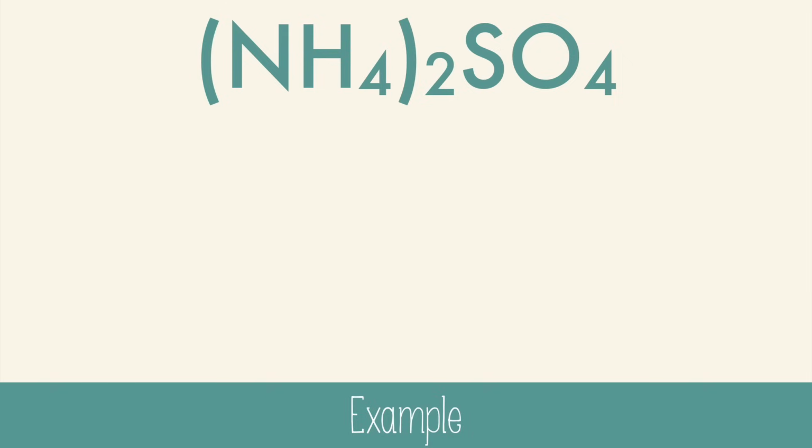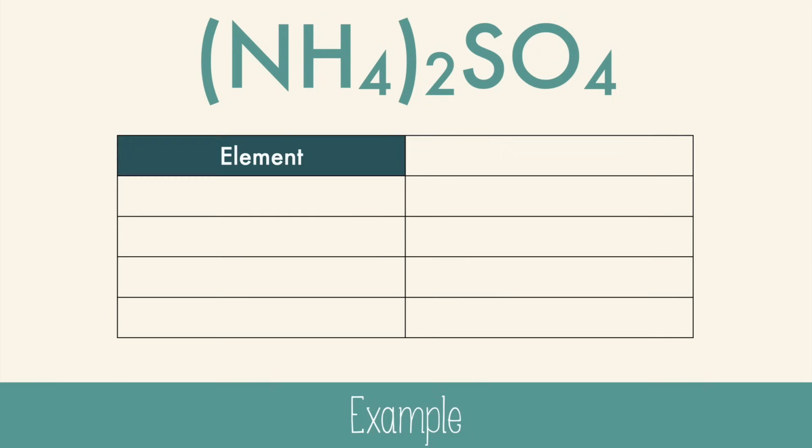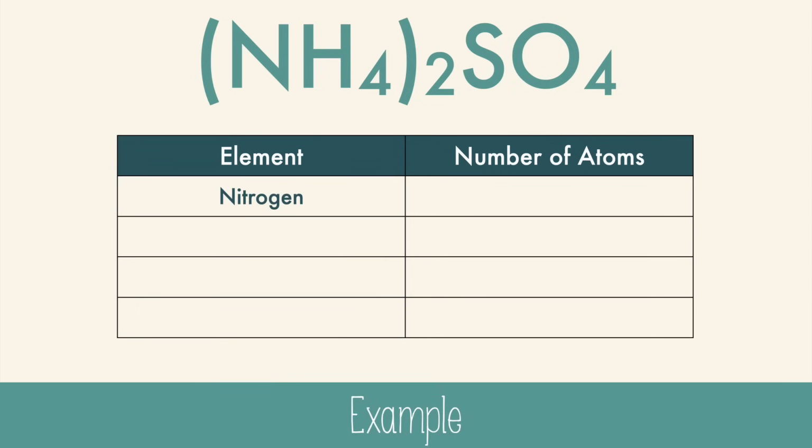Now let's try a really fancy formula. This is ammonium sulfate. Let's look through each element and count the atoms as we go. Nitrogen is first, and the 2 outside the parentheses is a multiplier, so we have 2 nitrogen atoms. Hydrogen is next, and there's a subscript 4 next to it, and the 2 multiplier outside the parentheses, so 4 times 2 is 8.